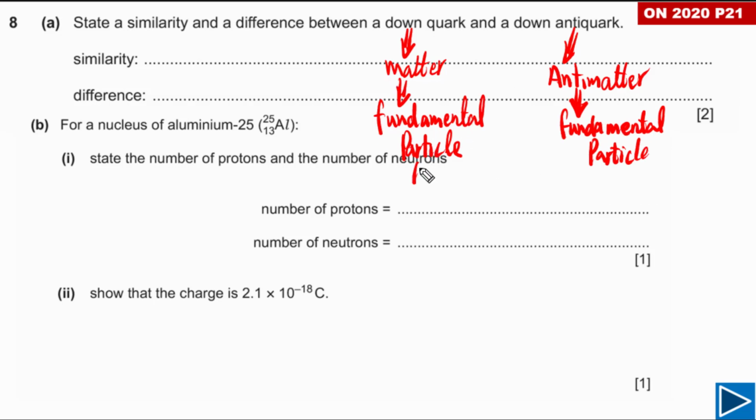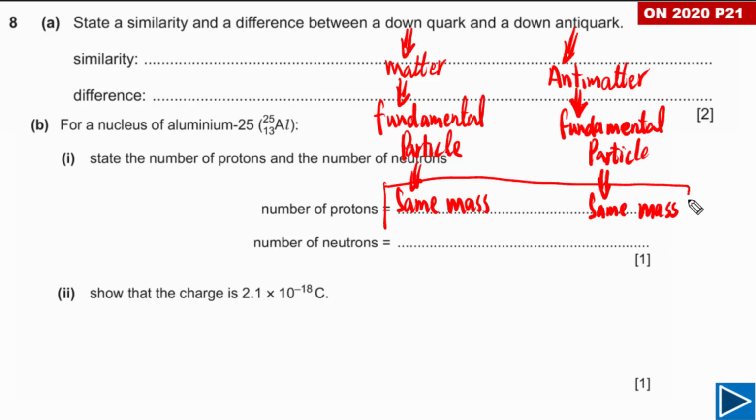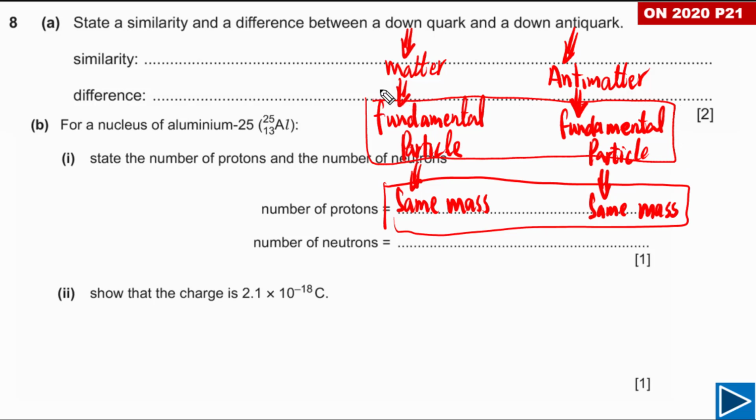The second thing we need to understand is that matter and antimatter, or particle and antiparticle, always have the same mass. So the down quark and down anti-quark also have the same mass. This is also a similarity between these two, and you can use the other point as a difference: one is matter and the other one is antimatter.